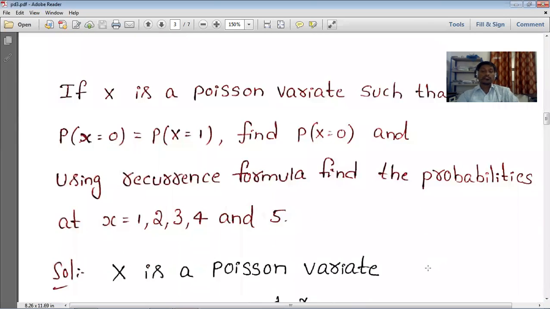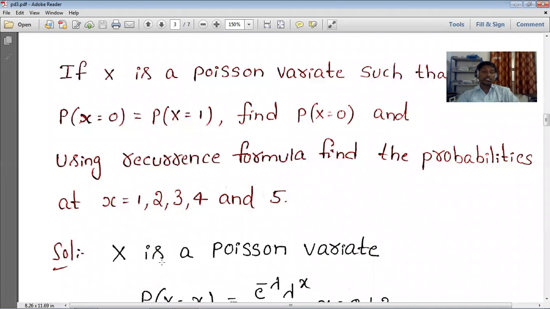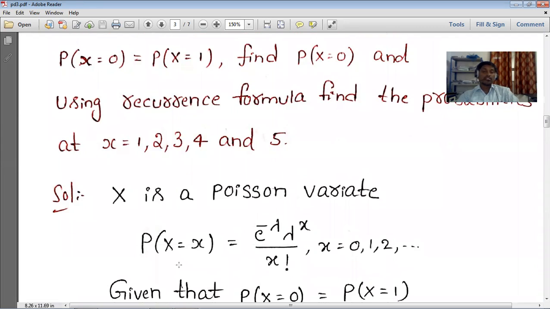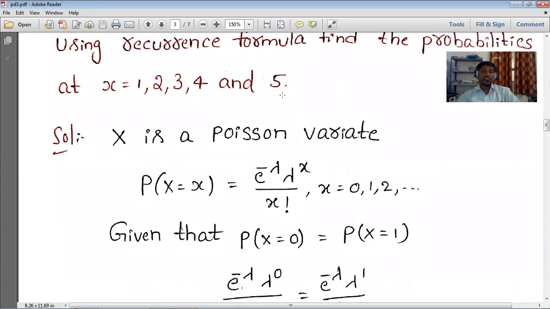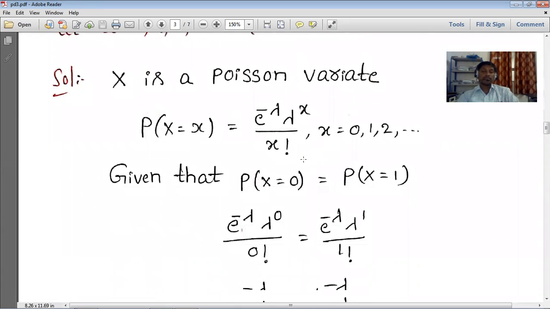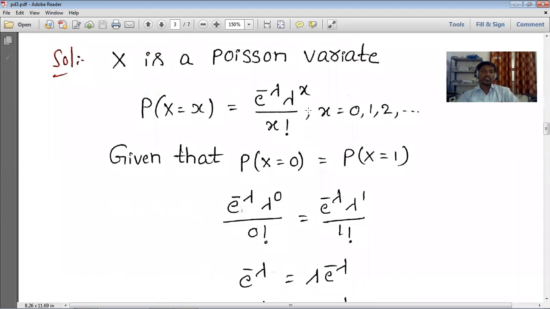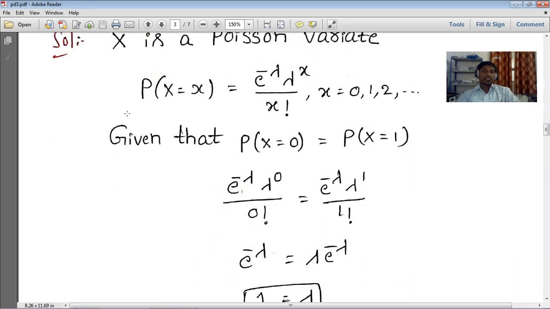So here it is. First we wrote what information they gave in the problem. So x is a Poisson variate, and by Poisson distribution we can write P of x is equal e power minus lambda, lambda power x by x factorial, where x is equal 0, 1, 2 and so on. And next, the condition they gave. What is the condition they gave in the problem? P of 0 is equal P of 1. So P of x is equal 0 is equal P of x is equal to 1.